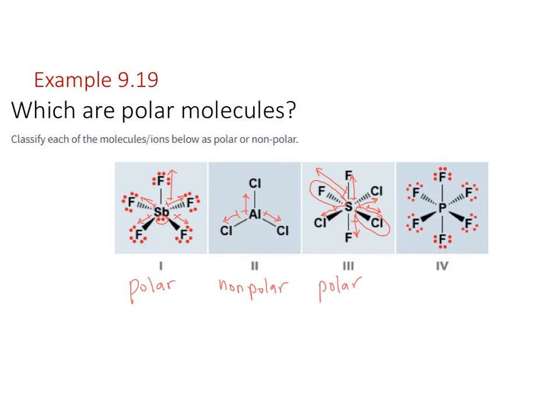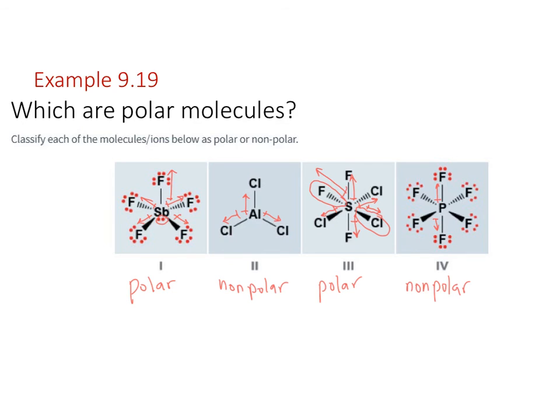And then here with the phosphorus hexafluoride, again, we're back to that symmetrical substitution. So all of the vectors, yes, we have a polar phosphorus-fluorine bond, but all of those vectors will be 180 degrees apart. They will all cancel out. And overall, the molecule will be nonpolar.